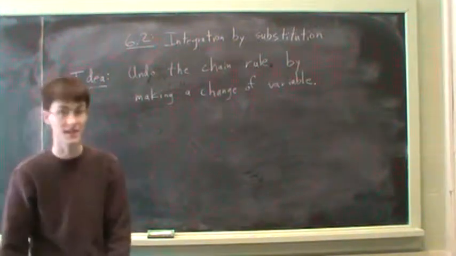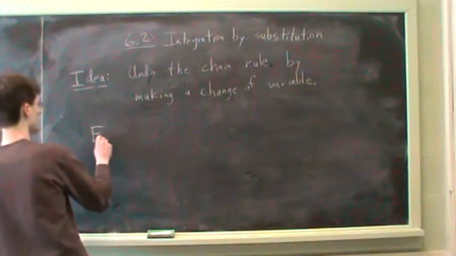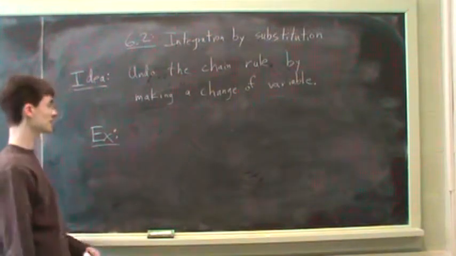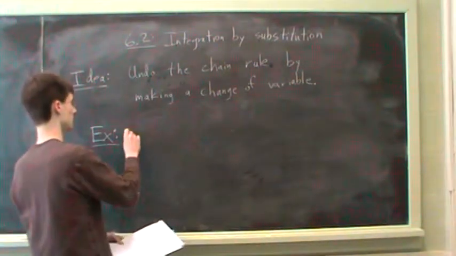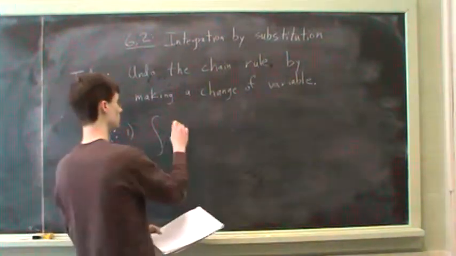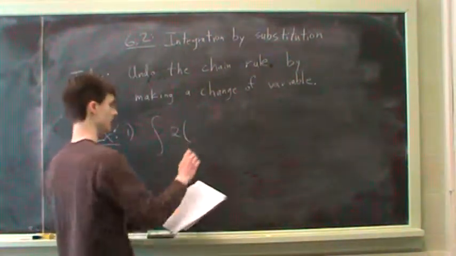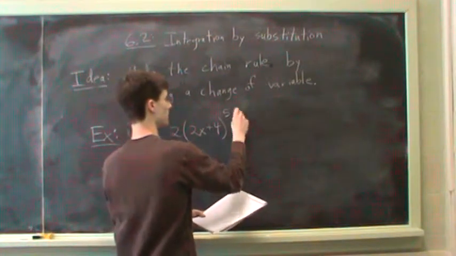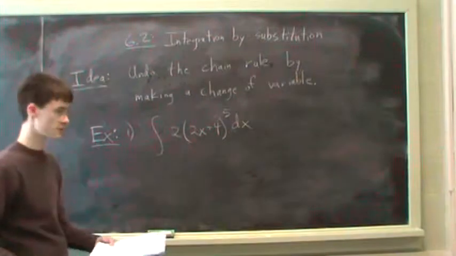So I want to start off with an example of where you might get the idea from this. So let's look at the integral of 2 times quantity 2x plus 4 raised to the 5th. We're integrating with respect to x.